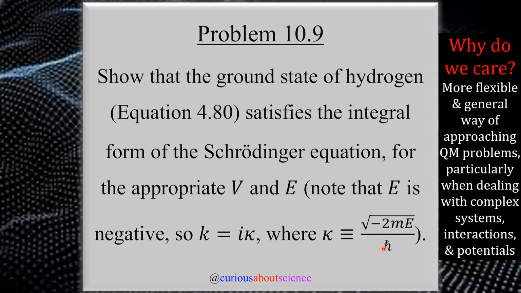Okay, so why do we care? Well, in this kind of system, it gives us more flexibility and a general way of approaching quantum mechanics problems, particularly when dealing with complex systems, interactions, and potentials. One of the potentials that comes to mind is the Yukawa potential, which has been a great thing in physics, especially in particle physics. So we should keep that in mind as we use new forms because they tend to pop up later when we're not expecting them to.